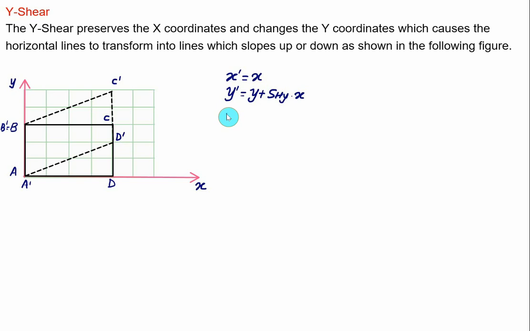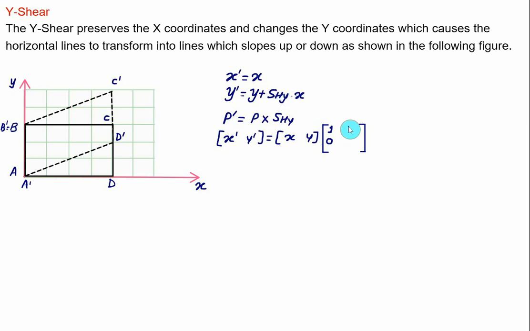So we have P prime is equal to P multiplied by the shearing matrix along the y direction. P prime is x prime, y prime, and P is x, y. Now x prime will remain the same as x. So x multiplied by 1 is x, and the y contribution is 0. So we have x prime is equal to x. Secondly, we have y prime is equal to y plus shy into x.